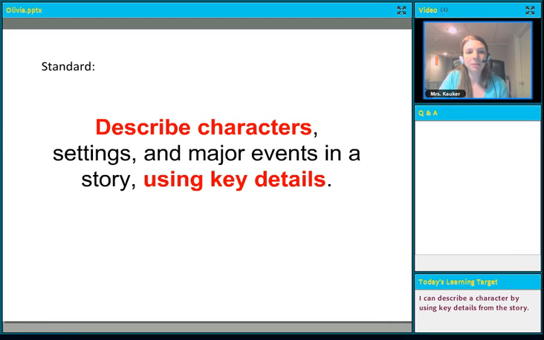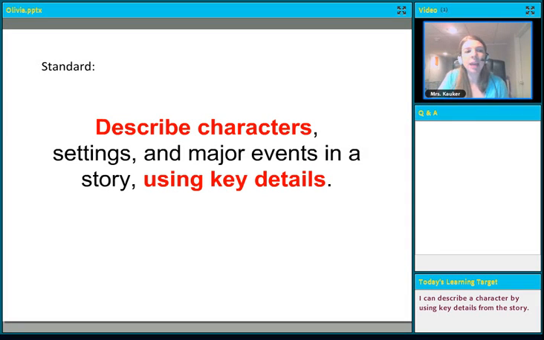Okay. So remember, boys and girls, that we talked about how sometimes there's something called a standard, and it's a really big thing that we should learn by the end of first grade. But we're not going to do it all in one day. Our big idea is to describe characters, settings, and major events in a story using key details. But that's a lot to learn in one day.